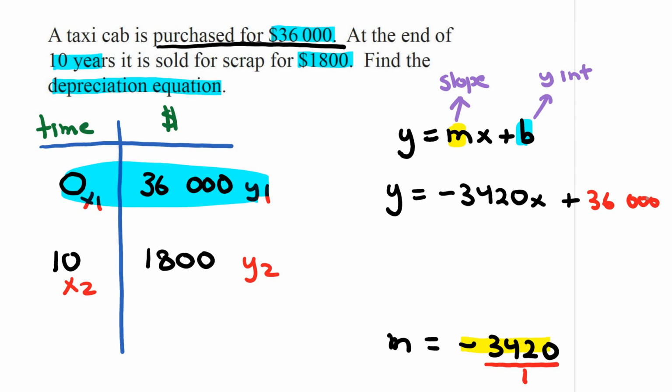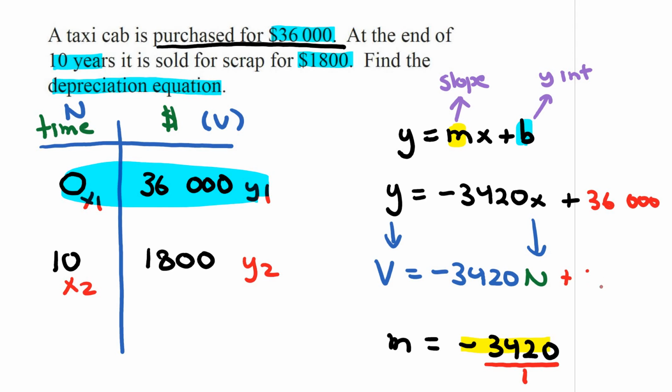Although this is pretty good, I believe the back of the book has different variables instead of y and x. So maybe for time we can use the letter n, and for the dollar value we can use the letter v. If I change this using the right variables, y would be v, so v equals negative 3,420, and x would now be the number of years, which is n, and then we add the $36,000. Okay, so that's it for part 1. We'll do part 2 a little bit later on.